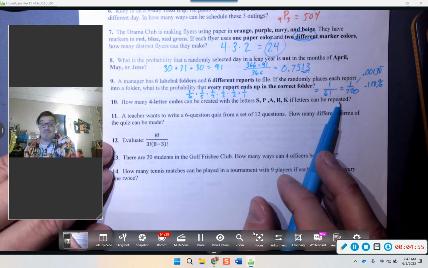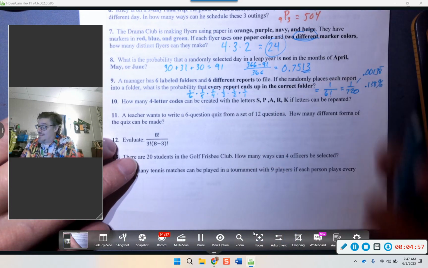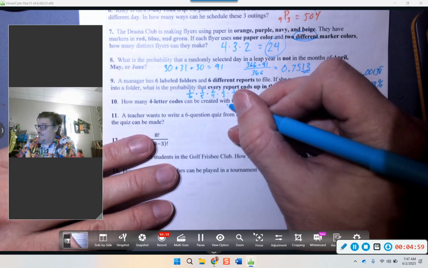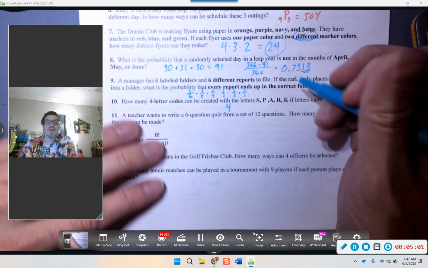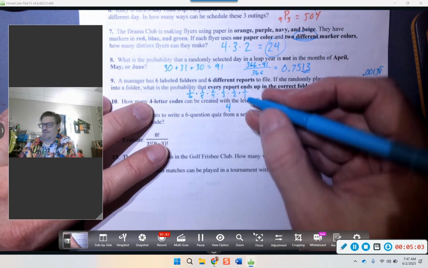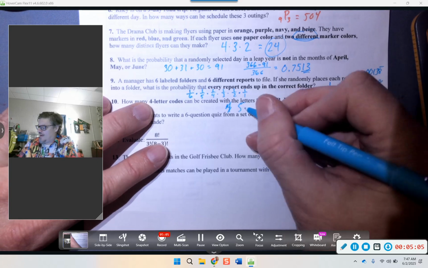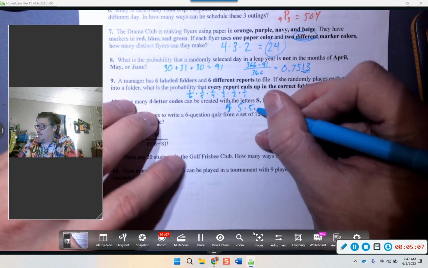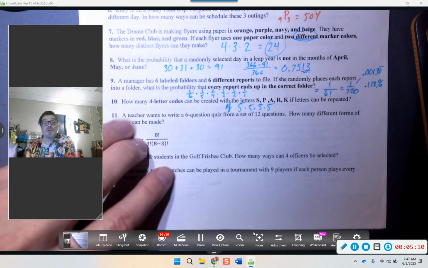4-letter codes created with Spark, if the letters can be repeated. So that's different. That means I'm going to have 4 choices for the first letter. No, I'm sorry, 5 choices. 5, and then you still have 5 for that one, 5 for that one, and 5 for that one. You can repeat it.